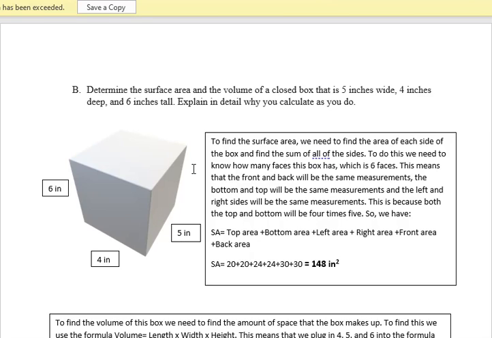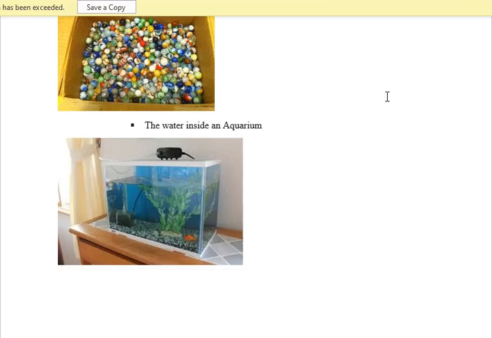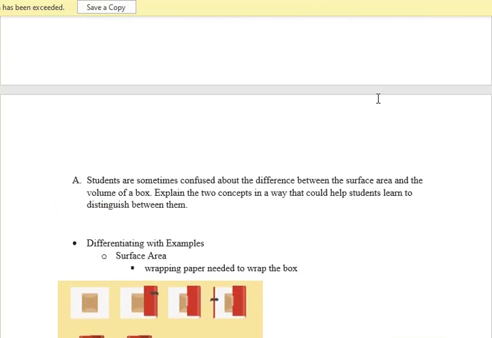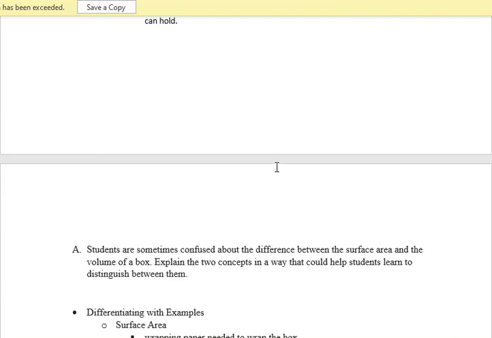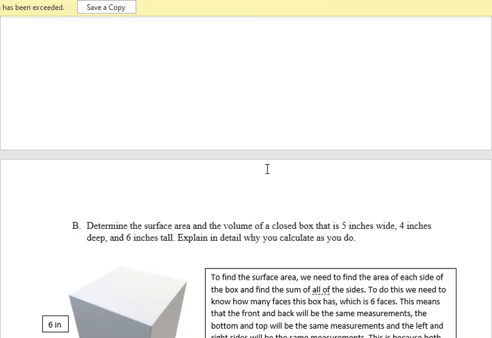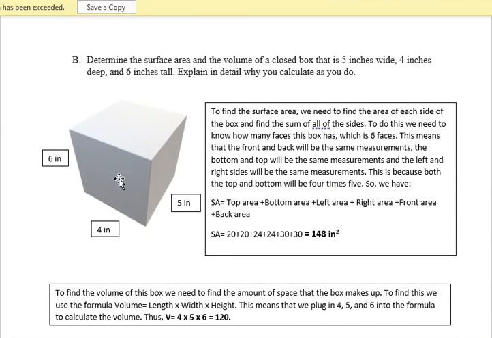For starters, surface area, we know that it's the area of all the faces. From our definition up here in our warm-up, surface area is the amount of space that covers an object. So, back to problem B, our box problem. How much space is covering this box on each face? So we have 6 faces on this cube. We can count them: top, bottom, left, right, back, front.